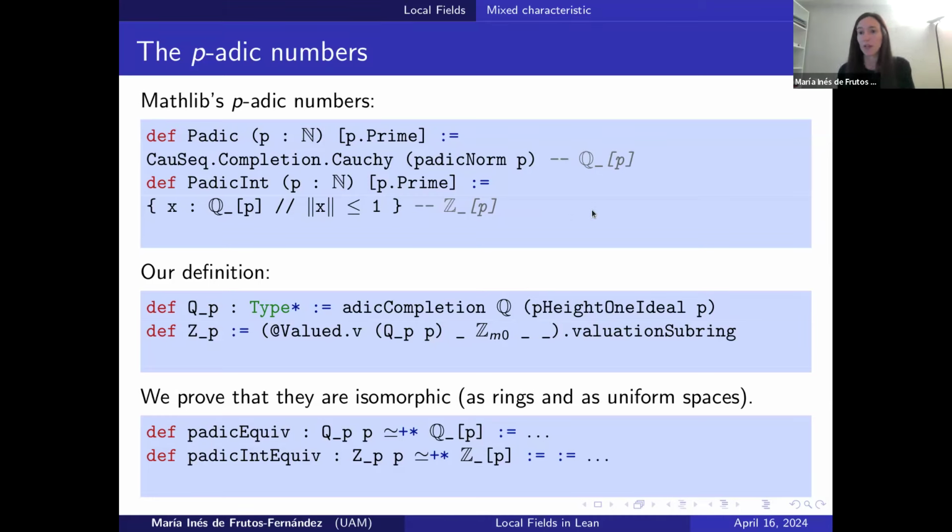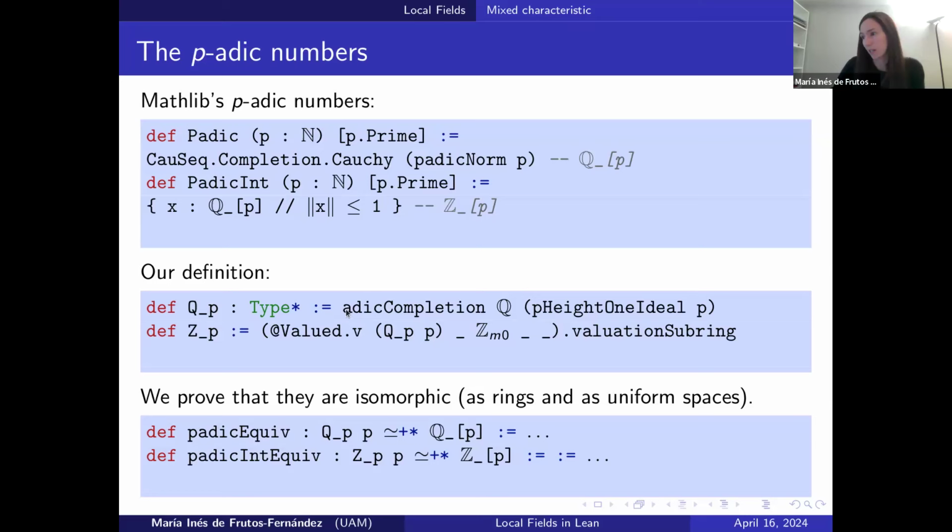We decided to use a definition which is mathematically equivalent to this, but is not exactly the same definition. So we set up Q_p to be the adic completion of Q with respect to the p-adic valuation, and then set Z_p to be the unit ball of Q_p. So why did we do that? Why did we do something different instead of using the Mathlib definition for the p-adics?